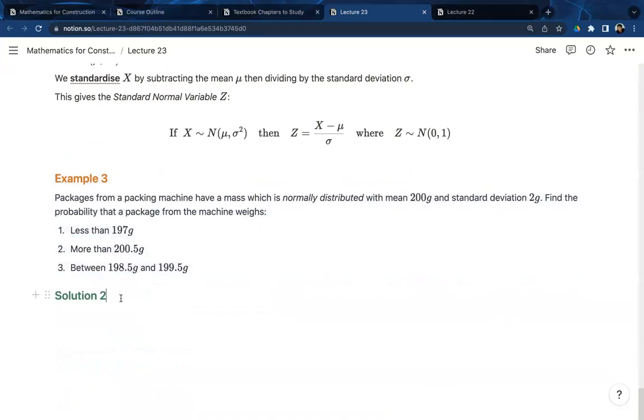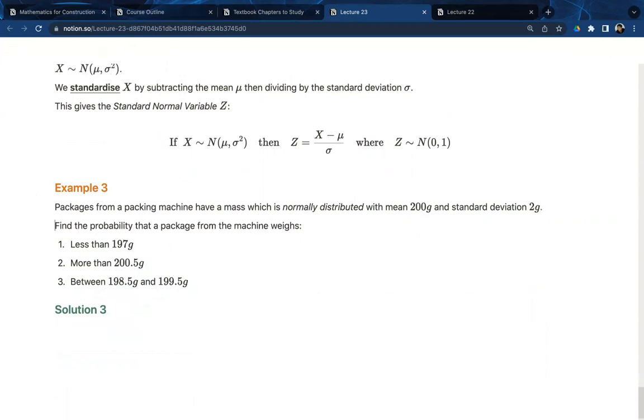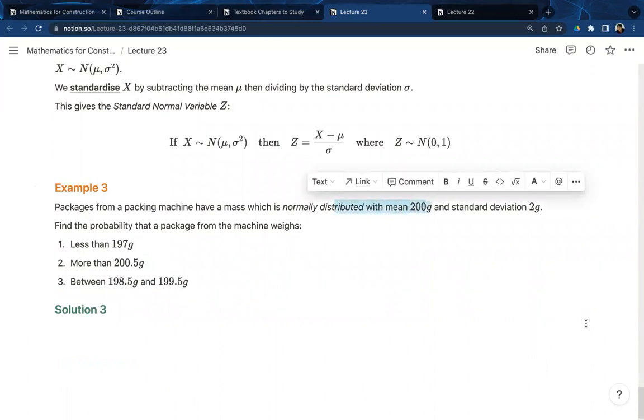So example 3, and we have a solution 3. We have to draw some diagrams for this. Packages from a packet machine have a mass which is normally distributed, with mean 200 and a standard deviation of 2 grams. So we have a normal distribution, but it's not mean 0 and variance 1. The variance is 4, which is the standard deviation squared, and the mean is 200.